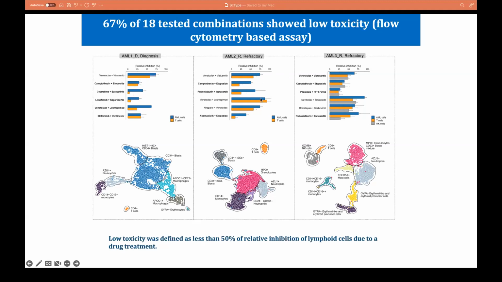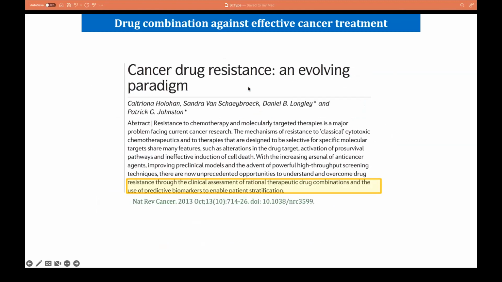Although it varied from patient to patient. For example, in case of AMLD1 and AMLD2, they were more selective, but for this AML3 refractory sample, the combination was not as selective as in the case of patient 2. So this was one example, and we published this in Science Advances in 2021.